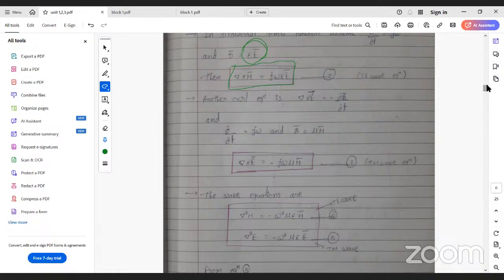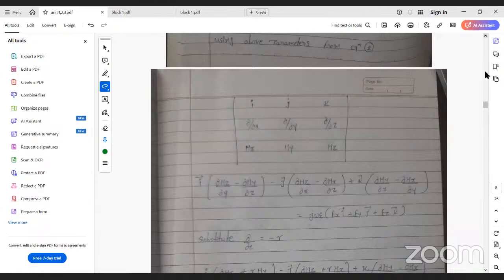Next, I am writing the wave equations. Two equations you have to learn, one for the electric field and another for the magnetic field. Del square H equals minus omega square mu epsilon H. Del square E equals minus omega square mu epsilon E. Next, we will take equation 5.